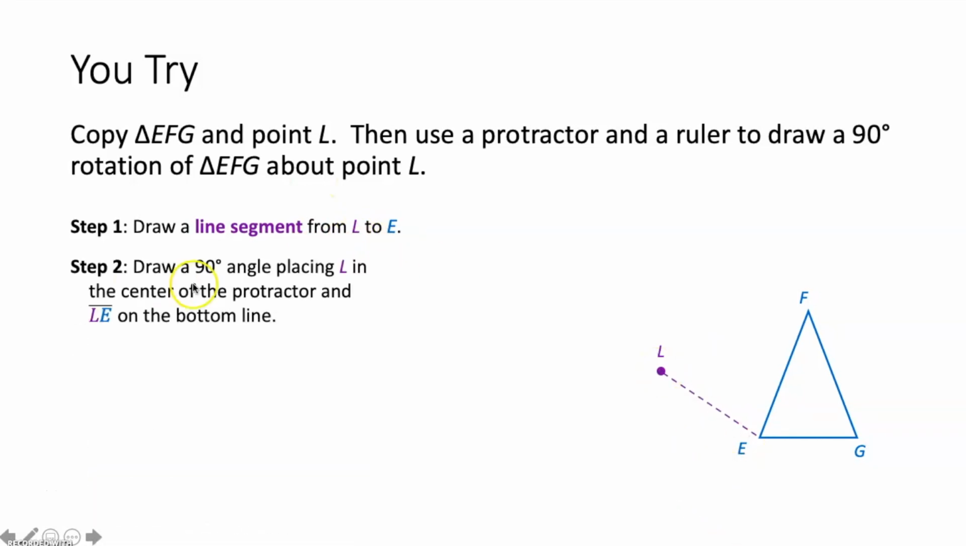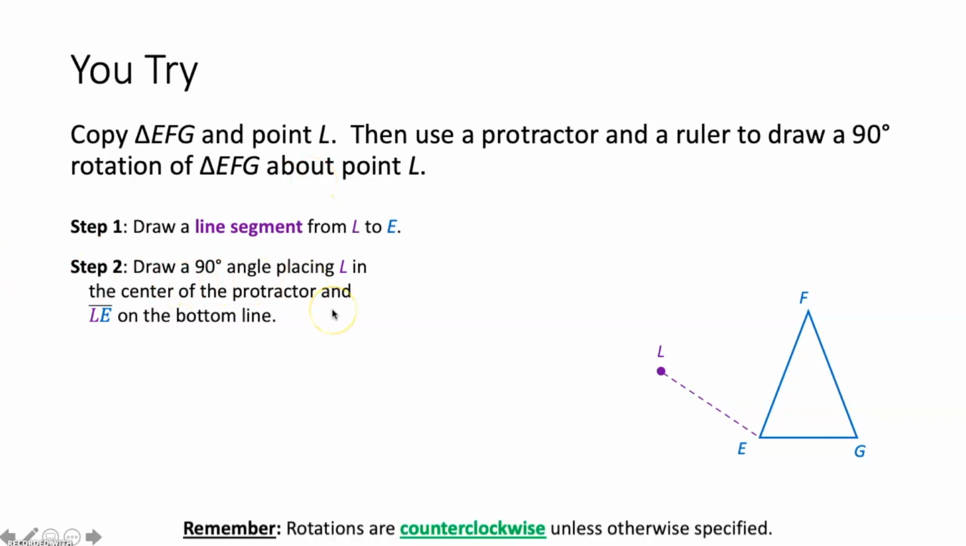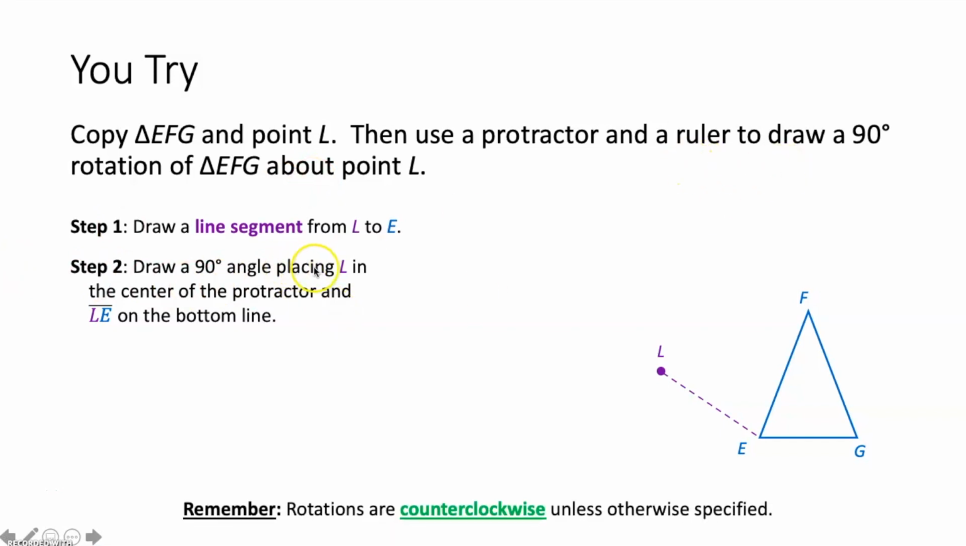We're going to rotate point E first. Now we are going to draw a 90-degree angle counterclockwise because it does not specify, placing L at the center of the protractor and segment LE on the bottom line of the protractor. Again, we're rotating counterclockwise, so it should end up over here, meaning that our protractor should be oriented upward like this.